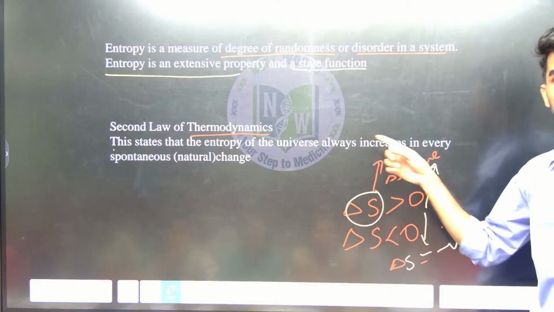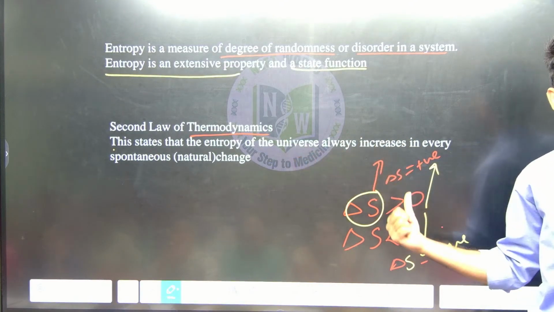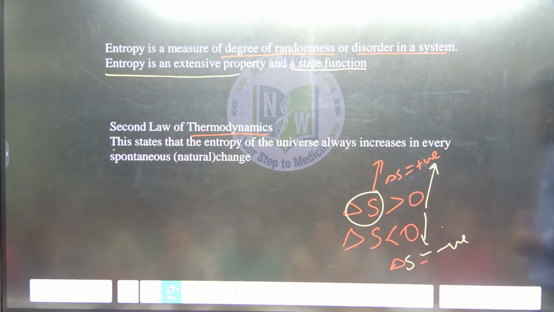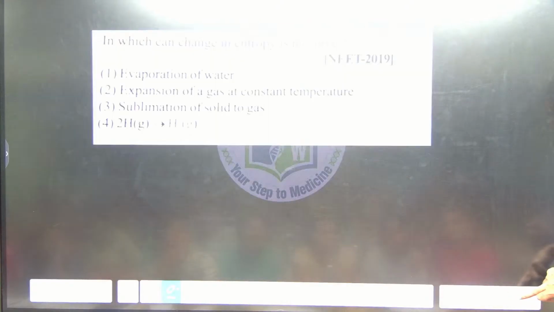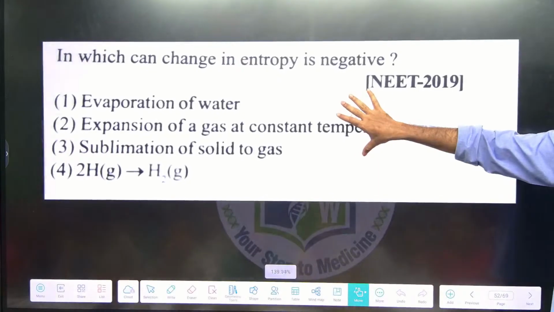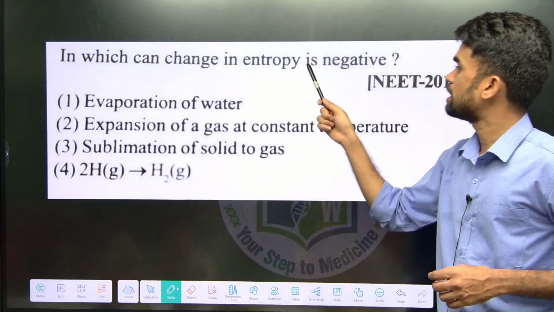So in a natural process, what happens to entropy? Delta S for a natural process will be positive, greater than 0. Now read the statements once, in which the entropy is negative, they are asking.